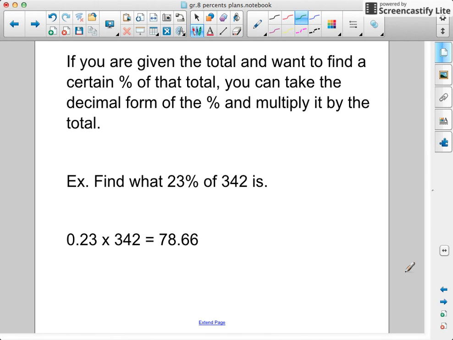All right, so if you're given the total and want to find a certain percentage of that total, you can take the decimal form of the percent and multiply it by the total. So for example, find what 23% of 342 is. I changed 23% into a decimal, which is 0.23. Multiply it by the total number, and 23% of 342 is 78.66.